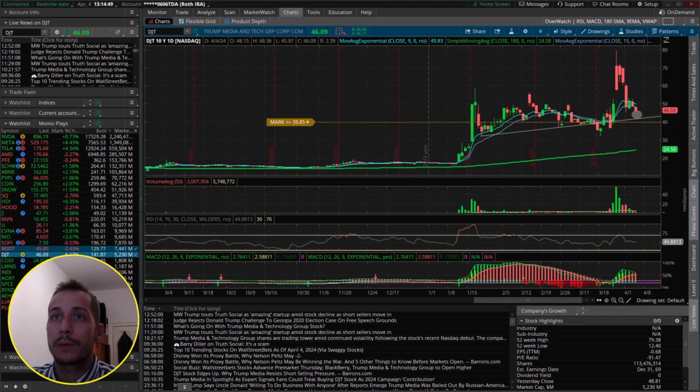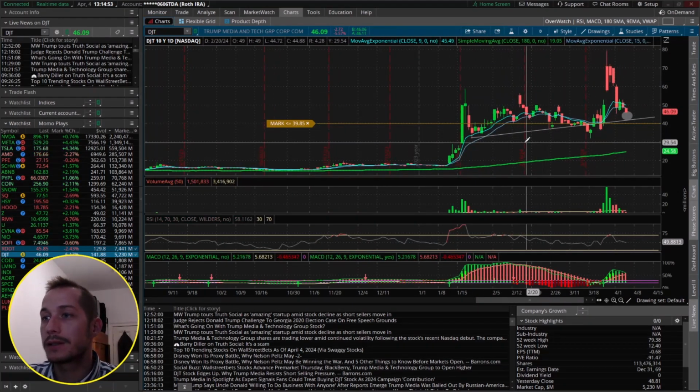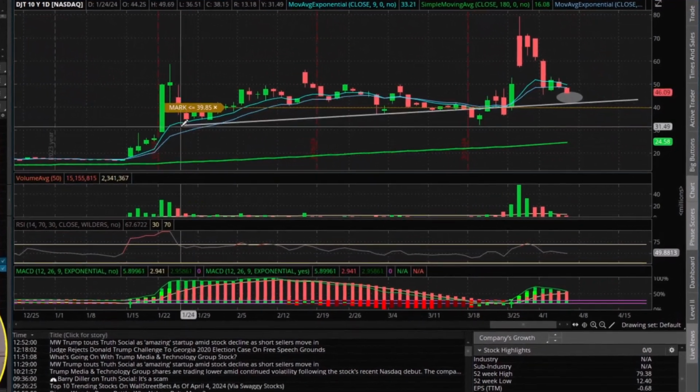So here's what I'm worried about. First, technicals, and then macro. First of all, the technicals: there's a bit of a trend line here on the bottom holding support.